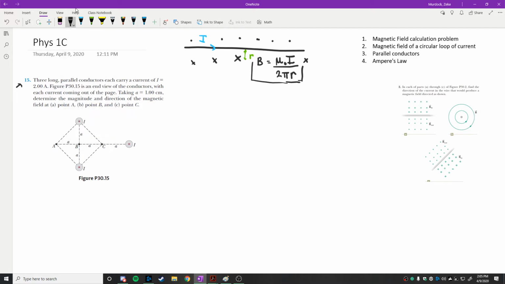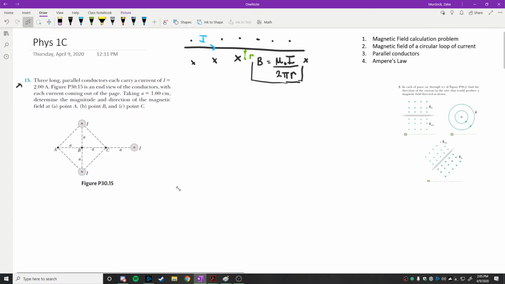So it says 3 parallel conductors each carry a current I equal to 2 amps. Here's the figure. Each of these currents is coming out of the page. That's what these dots represent right here. So you're supposed to imagine that there's a very long wire extending into the page and out of the page. And you've got some distances here. This is an end view of the conductors with each current coming out of the page. We're taking A equal to 1 centimeter. We want to determine the magnitude and direction of the magnetic field at each of these points, A, B, and C. Okay? So let's go about doing that.